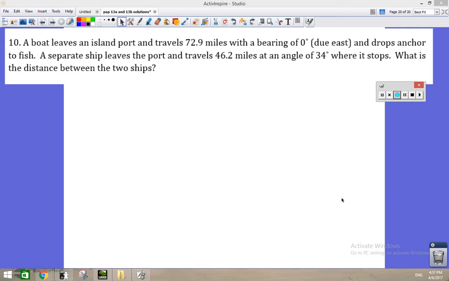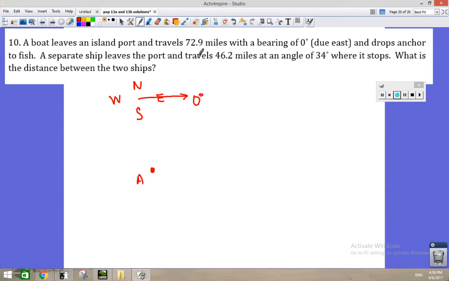So when we're talking about directions and compass, we have north and south being opposite directions. We have west and east. Now, in this problem, it's telling us that if you're traveling due east, that's 0 degrees. And that's important. All right, so it leaves this port. So here's the port that these boats are leaving. I'm going to call that point A.